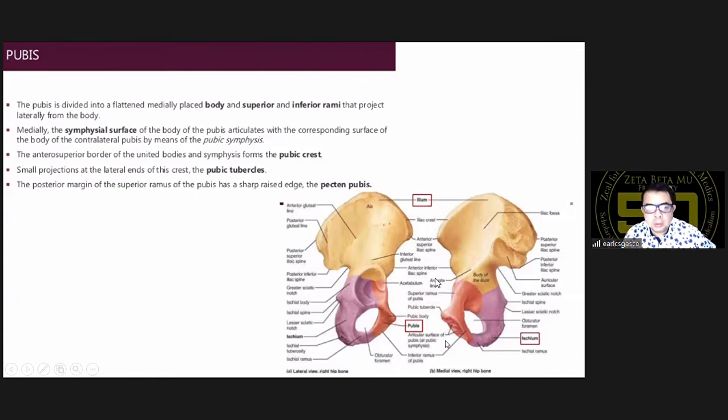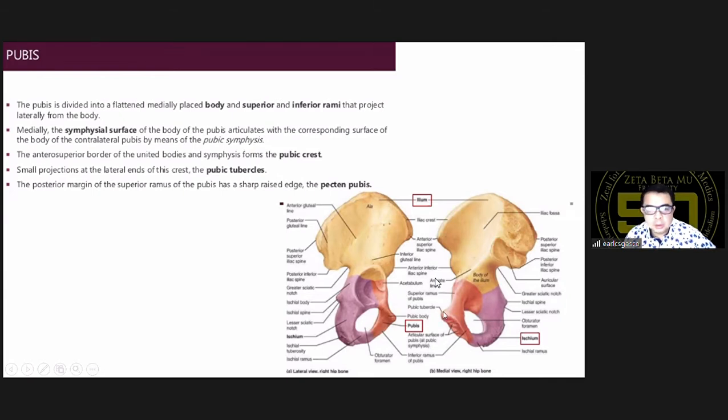The anterior superior border of the united bodies, united bodies when fused na silang dalawa. The superior border is known as the pubic crest. Pubic crest on this side, iliac crest on this side. A small projection at the lateral end of this crest is known as the pubic tubercle.